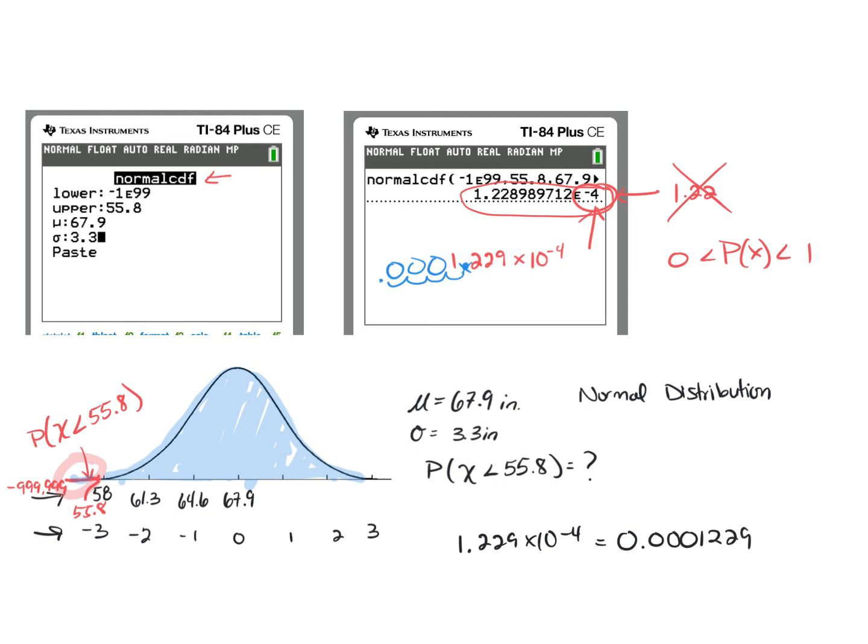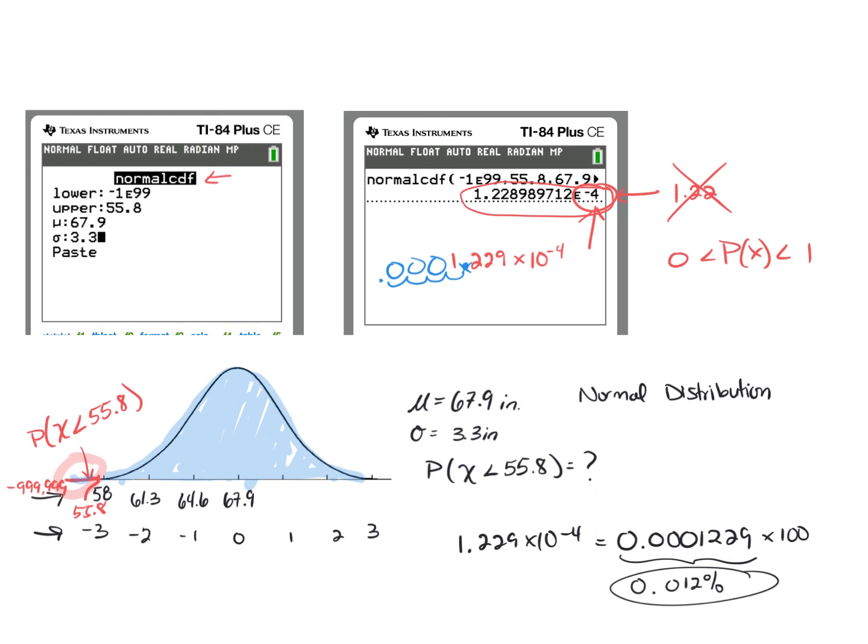0.0001229. So that's your probability, but we want to write this as a percentage. If you want to turn a decimal to a percent, once you have the decimal, multiply it by 100, and that gives us 0.012%. Notice that's a very small percent. It's way less than 1%.